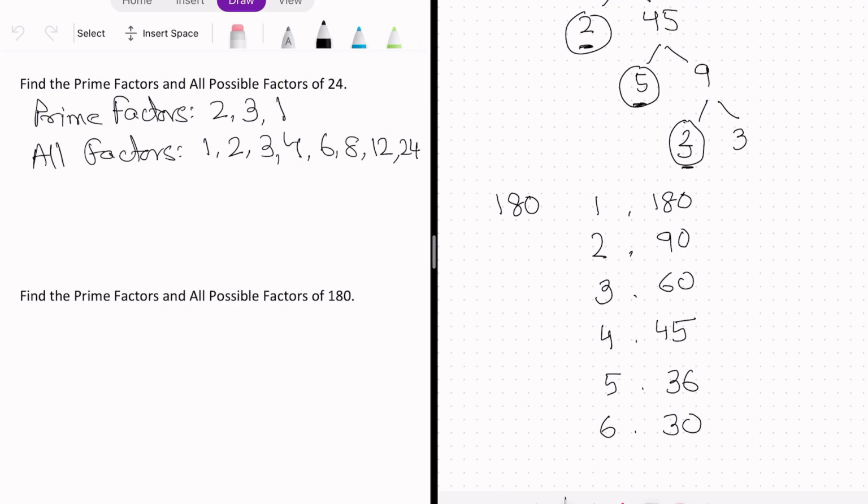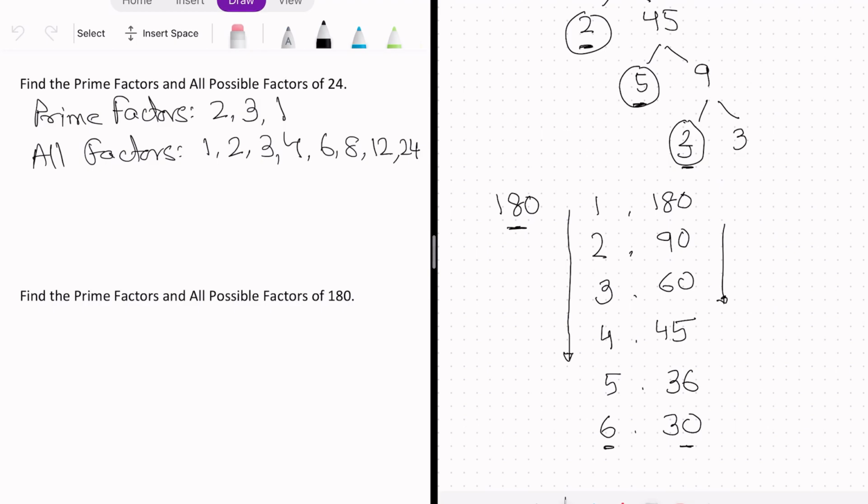Now you see, as this column increases in number, this column sort of decreases. When that happens, we know there would be a place where both these columns would have numbers which are very close to each other, and that's when we stop. But the number is quite large, 180. So how do we know to what range this factor would go to?